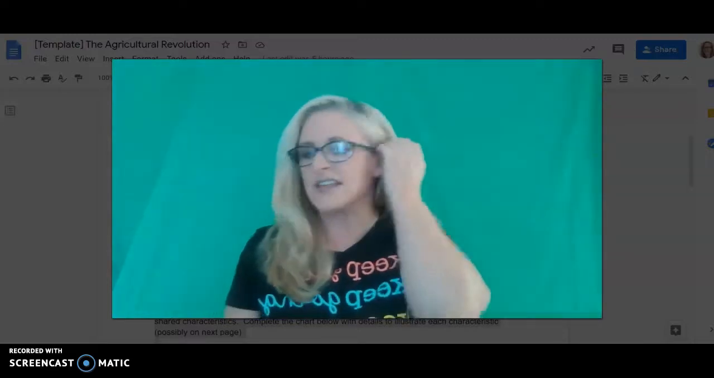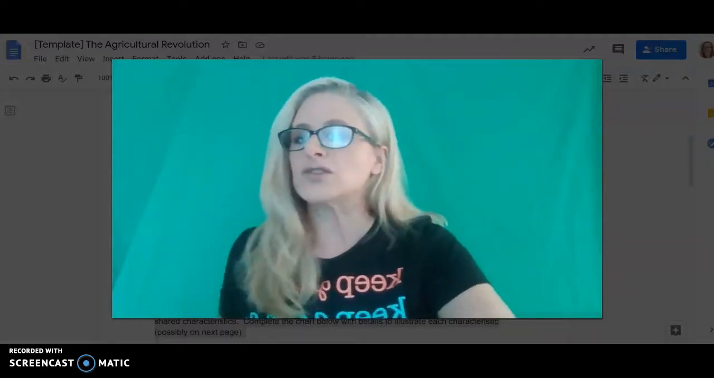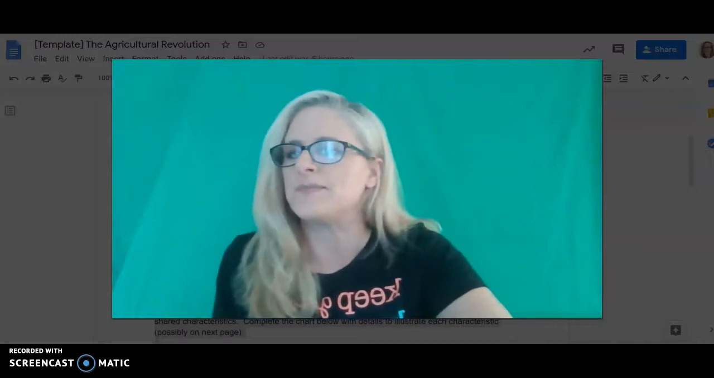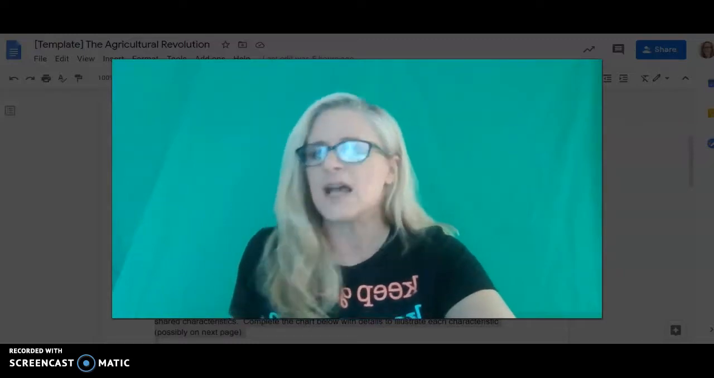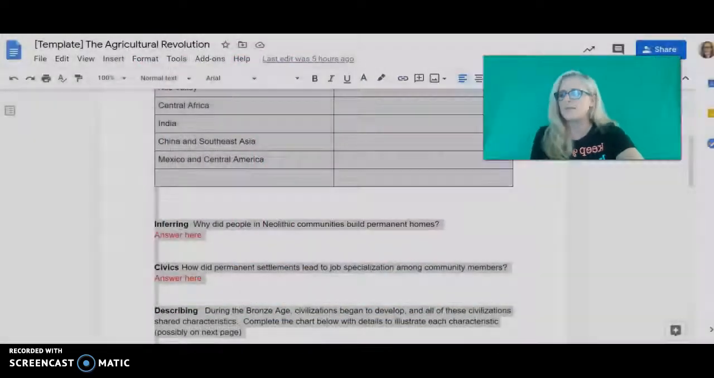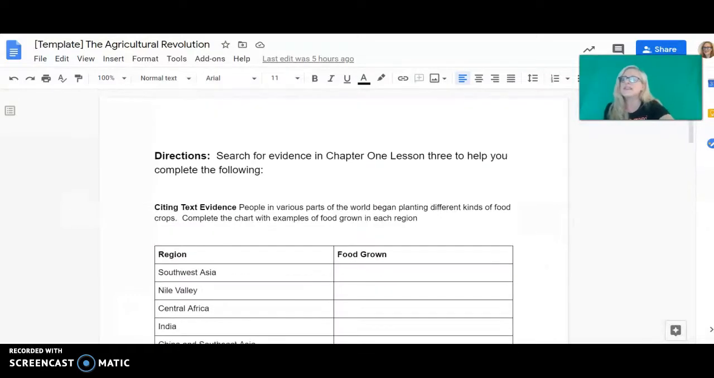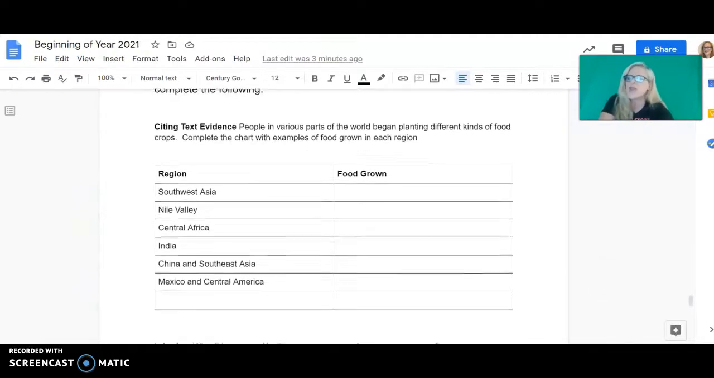Awesome. Okay, so the assignment that we're doing today is called the Agricultural Revolution. It looks like this. I have copied and pasted it onto my own document so that I can actually type on it. So I'm going to skip over to my document, which looks the same.